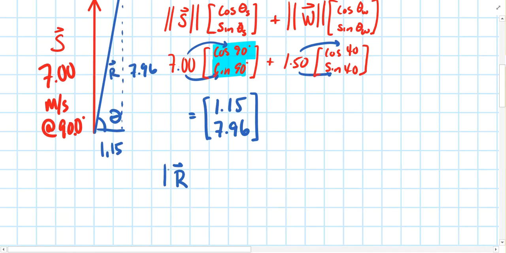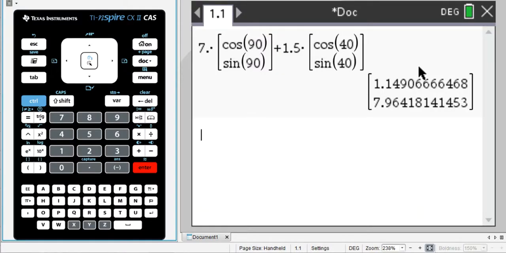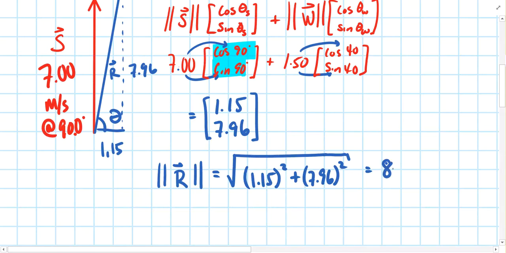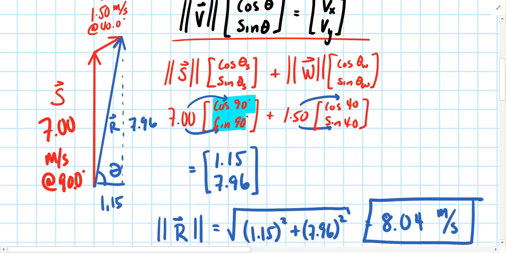The magnitude of the resultant vector is simply the hypotenuse of the triangle that's formed here. And so we're going to use the Pythagorean equation. 1.15 squared plus 7.96 squared underneath a square root tail. And that result looks like 8.04. So 8.04. And the unit of measure for the length in this case is meters per second. It looks like the ship is moving 8.04 meters per second.